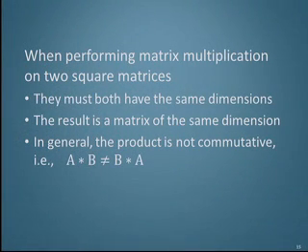Now, on 2 square matrices, they must both be the same dimensions. If they're both square, the result is a matrix with the same dimension. In general, though, if you take 2 matrices, A times B, you would be able to do B times A if they're both square, but in general, matrices do not commute, meaning that A times B in general is not equal to B times A. In fact, in the previous example that I did, only one of those was allowed. A times B was okay, but if you tried to do B times A, it doesn't work because the elements don't match up.